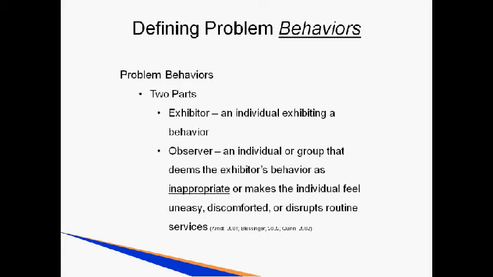Problem behaviors break down into two parts, the exhibitor and the observer. The exhibitor is someone exhibiting a behavior. Since everyone is exhibiting some form of behavior at all times, the problem behavior becomes problematic when the observer deems that behavior as inappropriate or feels uneasy, discomforted, or disrupts routine. The observer is incredibly important, as one behavior can be considered normal and allowed in one location, yet inappropriate in another.